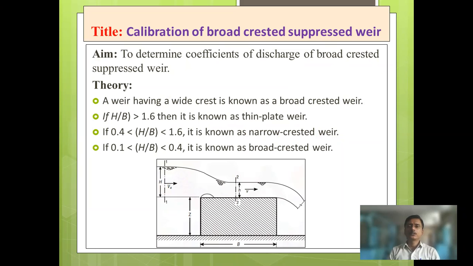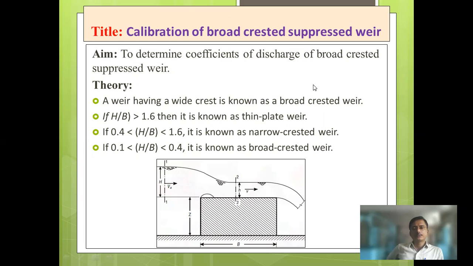So in the theory, we have learned what is the meaning of weir, what is a broad-crested weir, and what is a suppressed weir, or weir without end contraction, right? So let us revise that concept and go ahead. When we call the weir a thin plate weir, narrow-crested weir, or broad-crested weir, it depends upon the head of the water above the crest and the width of the crest, not length, width of the crest.